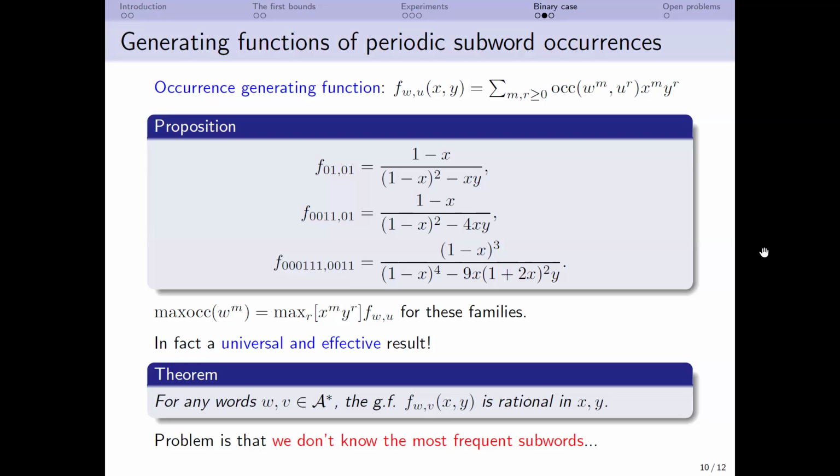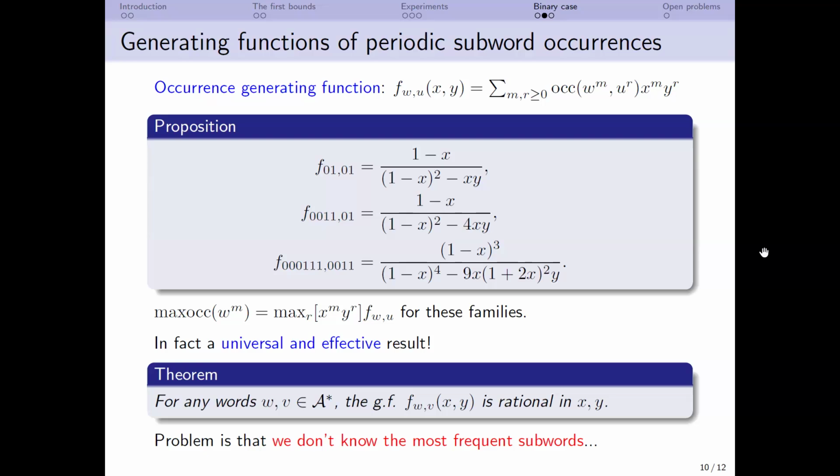Okay. And once we know that they have simple forms like this, combining with the result that at least one of the most frequent subwords will look like a periodic word, then to compute the maximal occurrence of the periodic word in these three families, we only need to take, for example, the coefficient of x to the power of m. Then it will be a polynomial in y, and then we pick the largest coefficient in this polynomial, and then we have the maximal occurrence. And this is something that we can do very easily in analytic combinatorics.